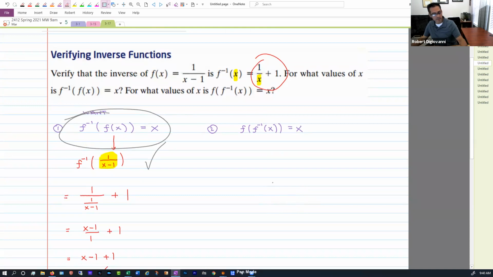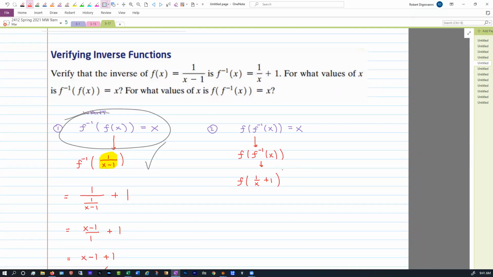Let's do the other one. The other one, we're trying to check f of f inverse of x. What is that equal to? We replace the f inverse with what it is. The f inverse function is up here, so it's 1 over x plus 1. Do we have a domain restriction here? Yes, it can't be 0. So let's just remember that, x can't be 0, but let's proceed.